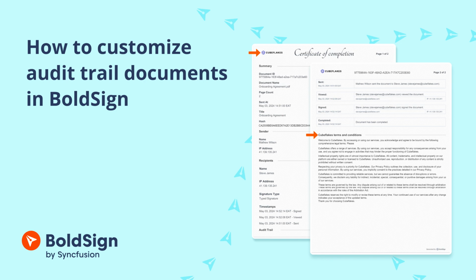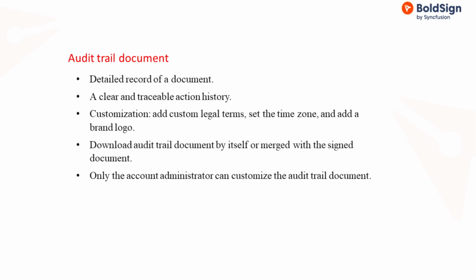In this video, you will learn how to customize an audit trail document in BoldSign. An audit trail document is a detailed record containing all relevant information about a document. It provides a clear and traceable history of actions, ensuring transparency and accountability while maintaining compliance with regulations and enhancing document security. Customizing the audit trail document involves adding custom legal terms, setting the document time zone, and customizing the brand logo on the branding page.